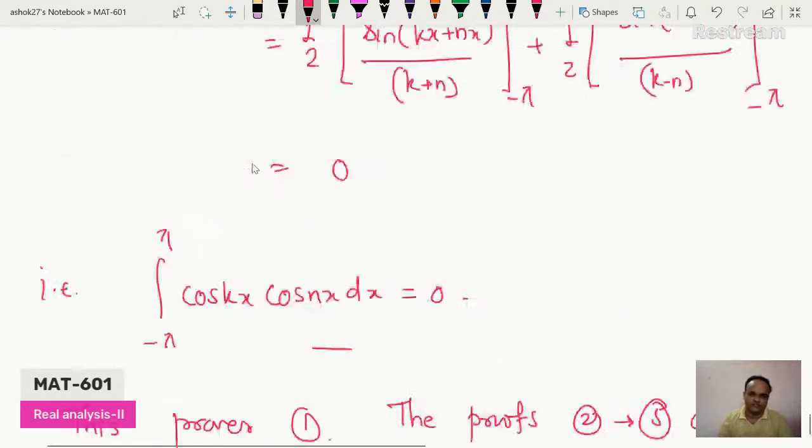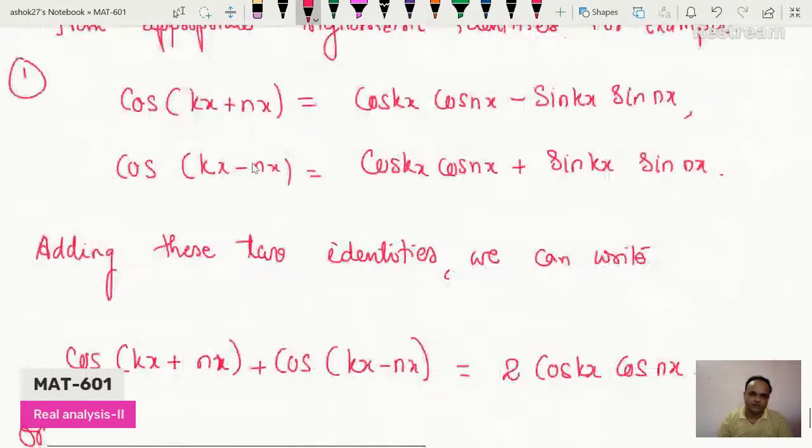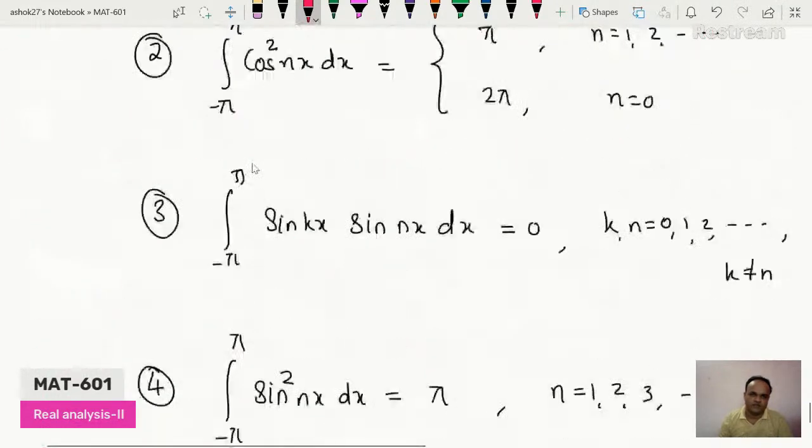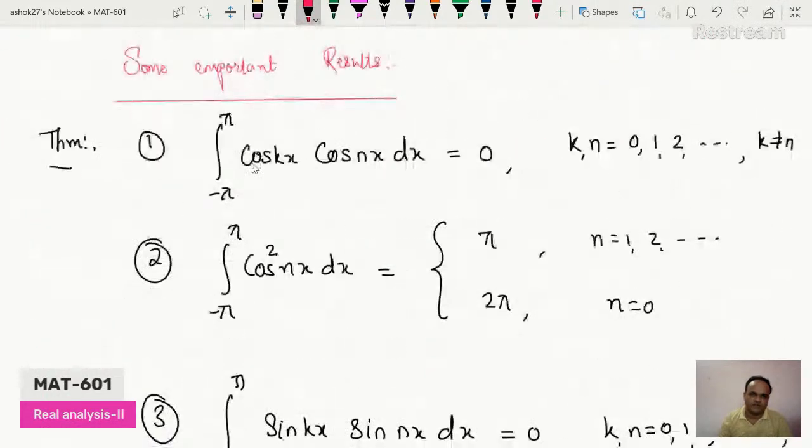Again I will just revise these 5 results. So what are these 5 results? First result: the integration from minus pi to pi of cos kx into cos nx, this value is always 0.